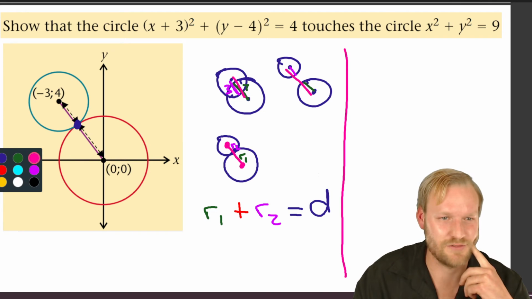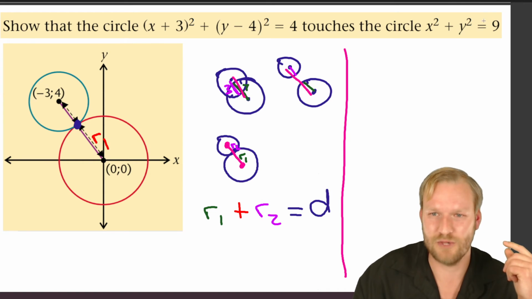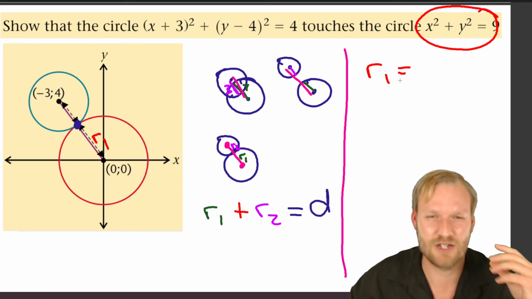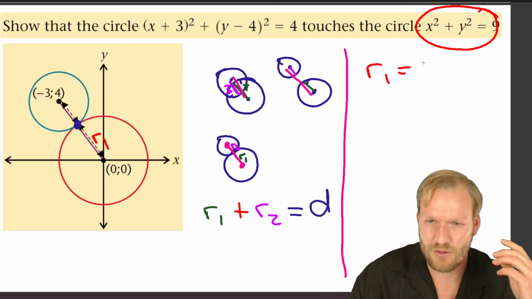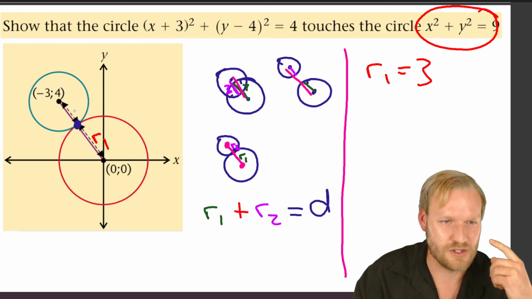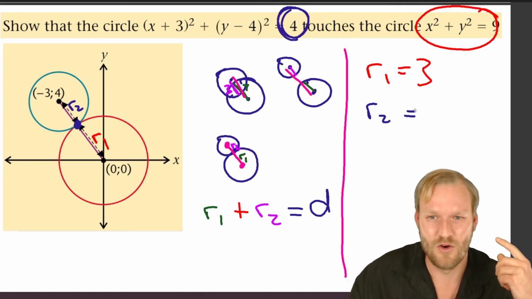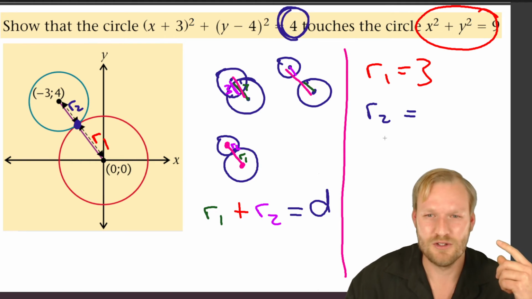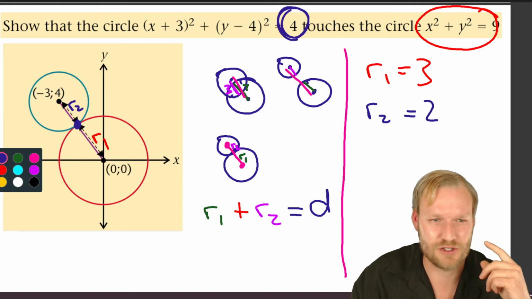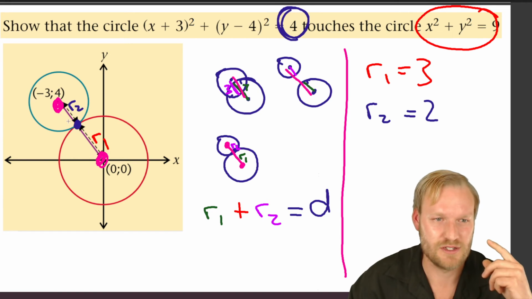So let's find out what these radii are. Let's call this one radius 1, which is for this one here. What is the radius of that bigger circle centered at the origin? Well, it's 3, right? Because that's r squared. Let's do the other one. This radius here, the smaller one, relates to this part over here. What is the radius of the smaller circle? Well, it's 2.